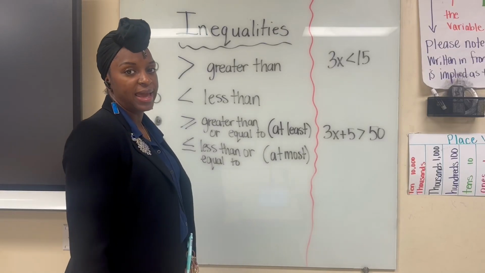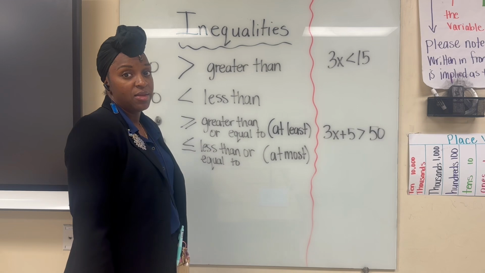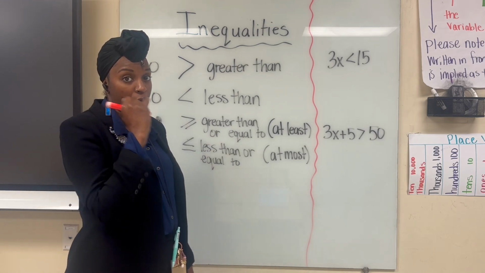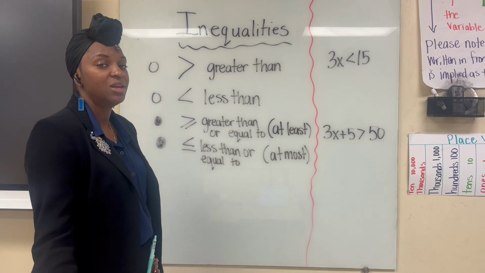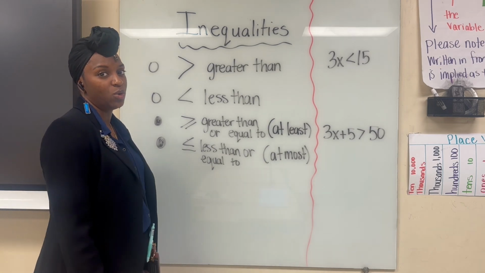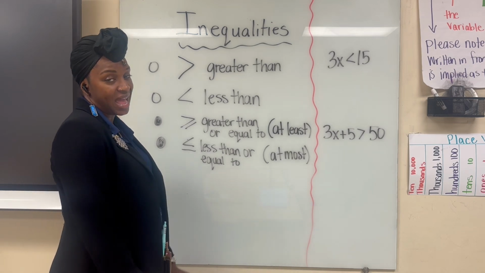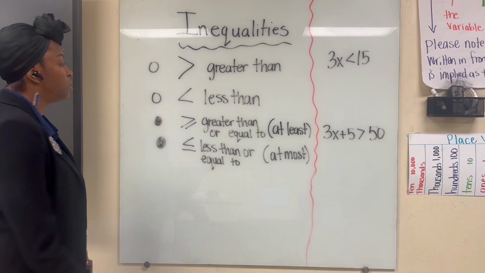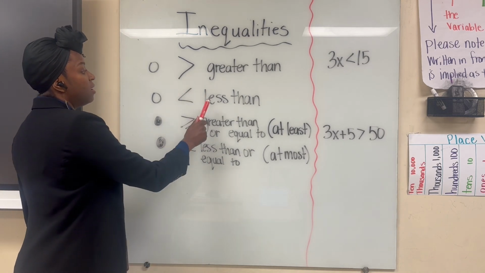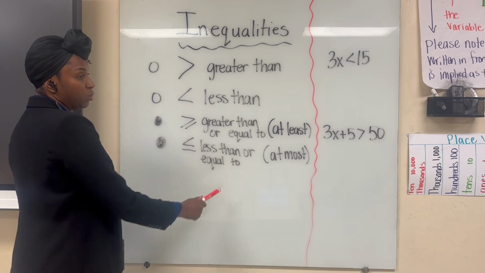Today we're going to look at inequalities. Inequalities are mathematical expressions that have two sides that are not equal. In an equation, you would set both sides as equal, but in an inequality, you would have both sides not equal. Inequality symbols include greater than, less than, greater than or equal to, less than or equal to.